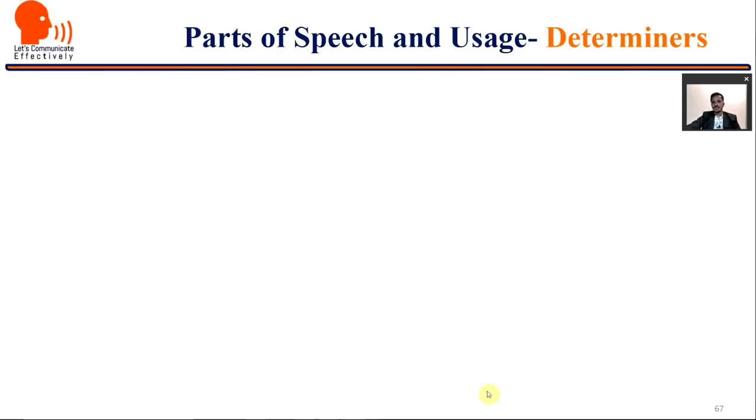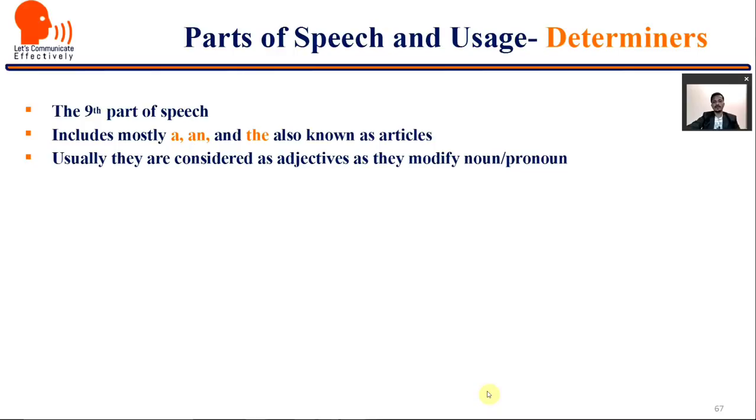The last part of speech, determiners. This is something new, maybe new to you. Let us discuss them. The ninth part of speech. Mostly they include other determiners, but the main ones are a, an, and the, which are also known as articles. They usually are considered adjectives as they modify a noun or pronoun.